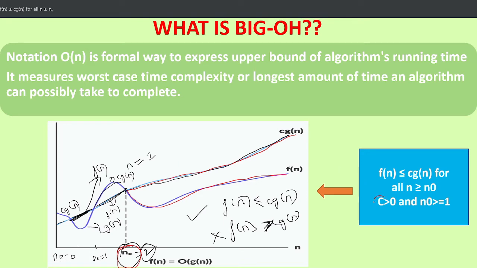The constant value c will always be greater than 0, because if c is 0, then 0 times anything is always 0. So c has to be a constant greater than 0 only, and n naught has to be greater than or equal to 1, for all n greater than or equal to n naught. And this is the equation: when f of n is less than or equal to c of g of n, only at that time can you write f of n equal to big O of g of n. You can write it only in that case.